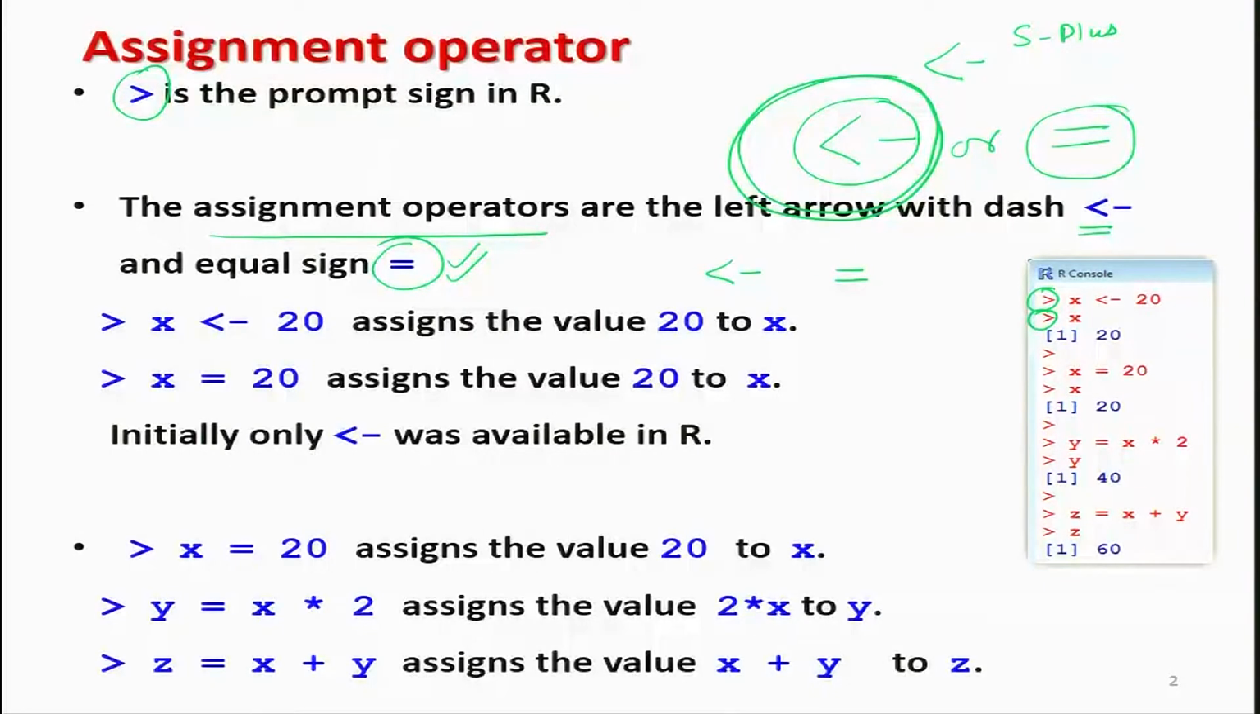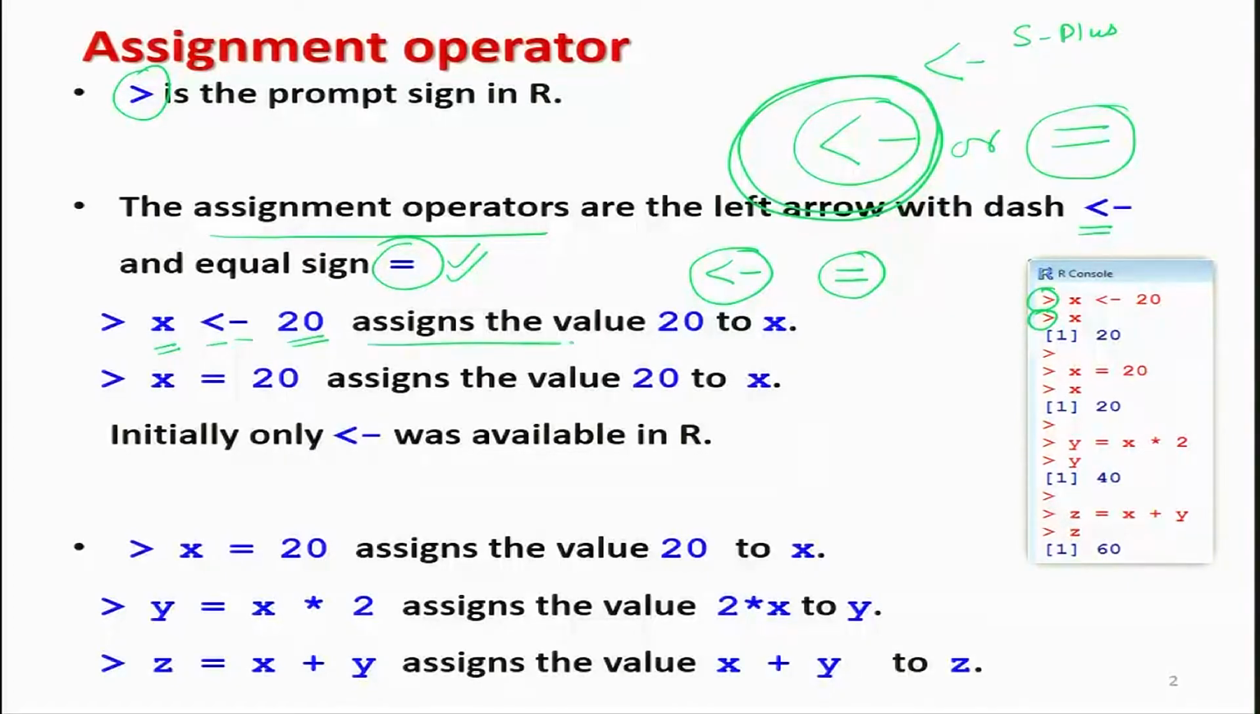So from now onwards, most of the time I will try my best to use the equality operator, but in many resources and books you will also see the operator less than dash. So please don't get confused, both are the same thing, and I have explained the reason also, so you need not get confused. For example, if I want to assign the value 20 to x, I have to write x less than hyphen 20.